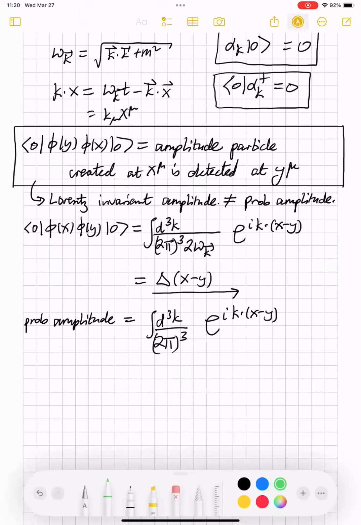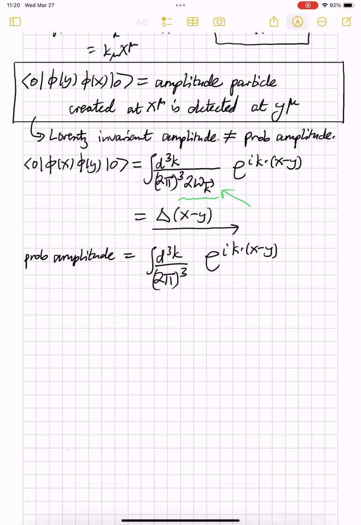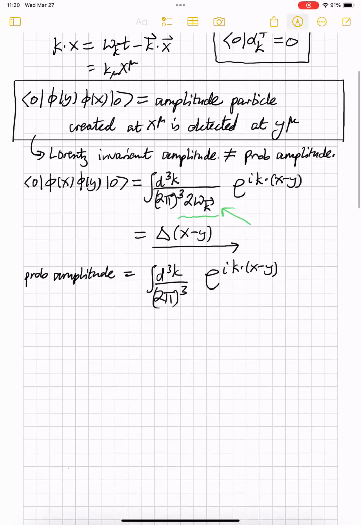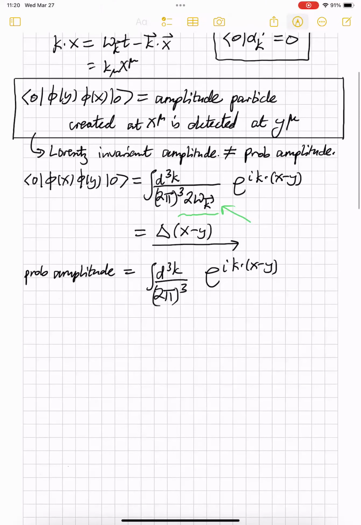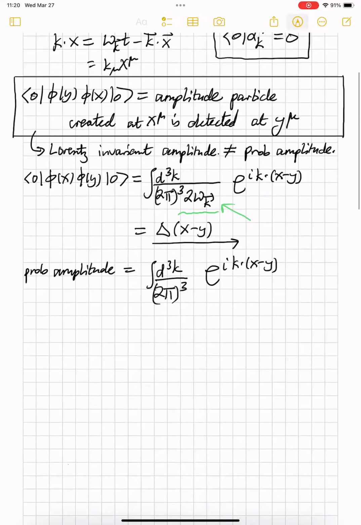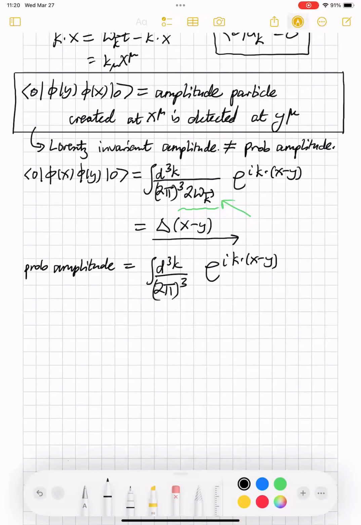So precisely this 1 over 2 omega k appears inside our Lorentz invariant amplitude, but not inside our probability amplitude. And in fact, that's what makes the Lorentz invariant amplitude Lorentz invariant. And the absence of that makes sure that our probability amplitude transforms as a probability amplitude should. But you can study this integral using very similar methods to what we used when we studied the probability amplitude. So that was the thing that I wanted to say. And the conclusion of that study is the following.